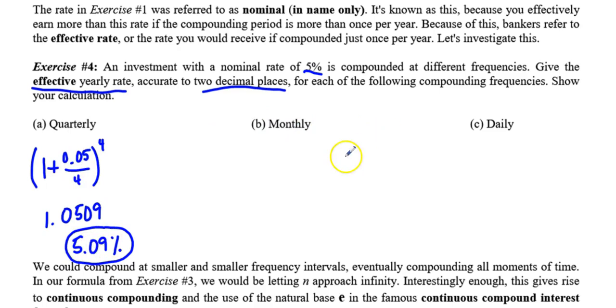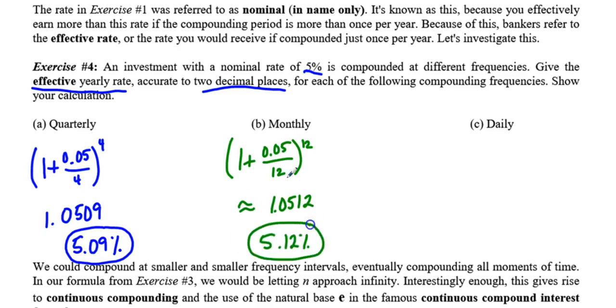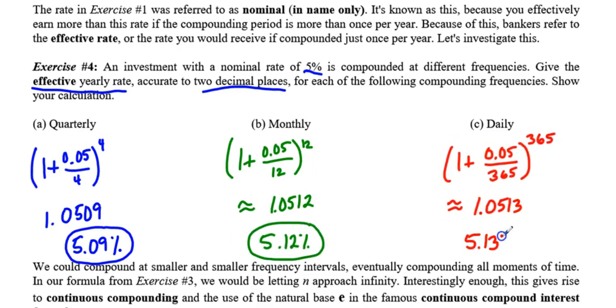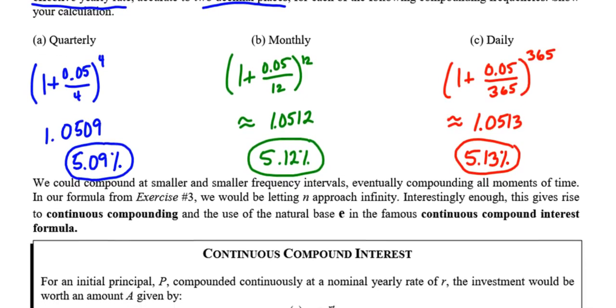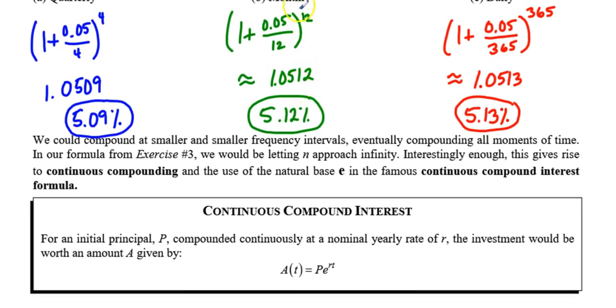Go ahead and do that for monthly and daily. Okay, so if you haven't done so, please take the time to do this and then play the recording. So as we see, the more often you compound per year, the better the effective rate is. And there's not a huge difference between monthly and daily, but it is a little bit.